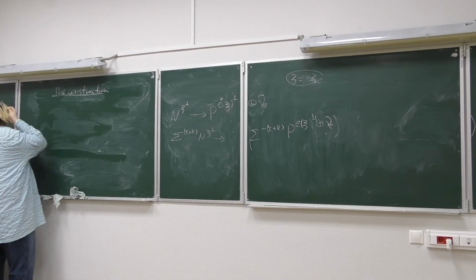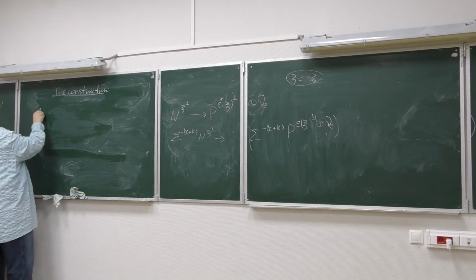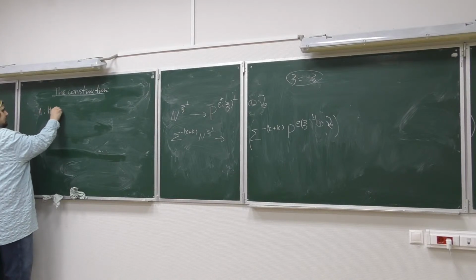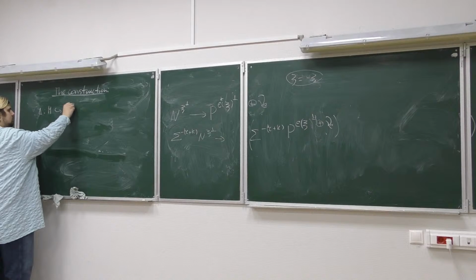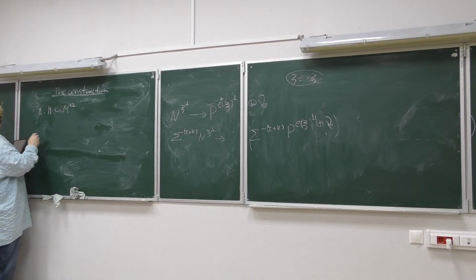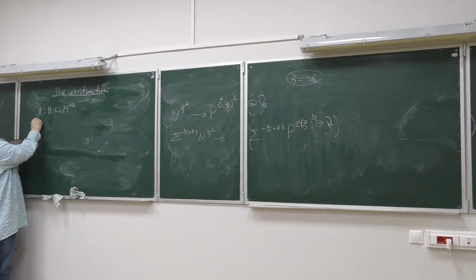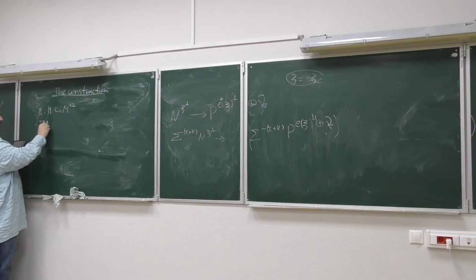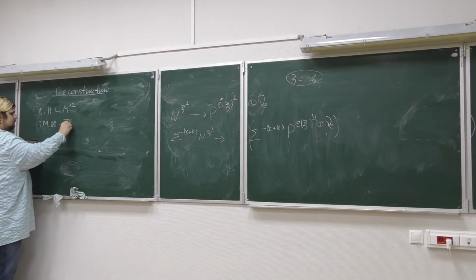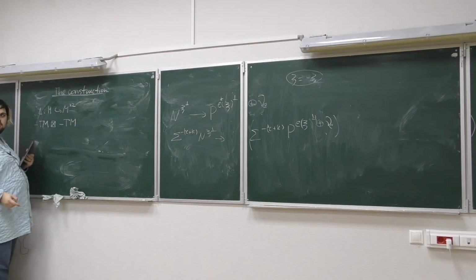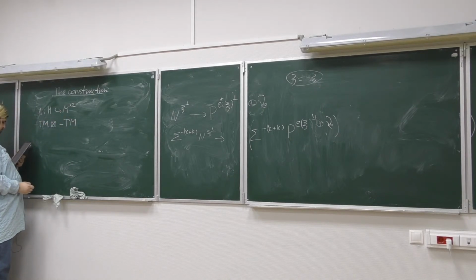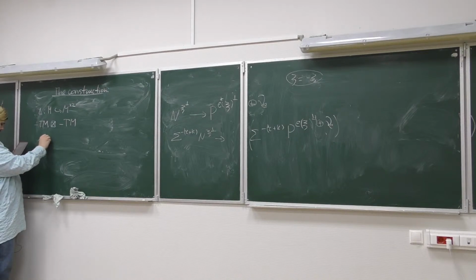So first, what do we do? We have a diagonal embedding from M to M squared. And we have a virtual vector bundle. So this is a vector bundle over the square. So we get a map of spectra, which looks like this.